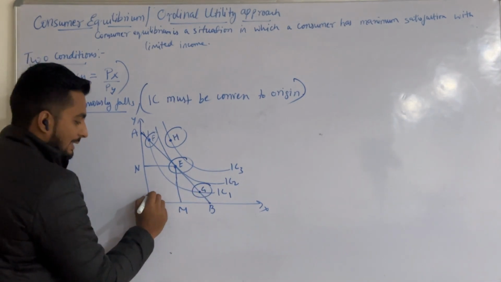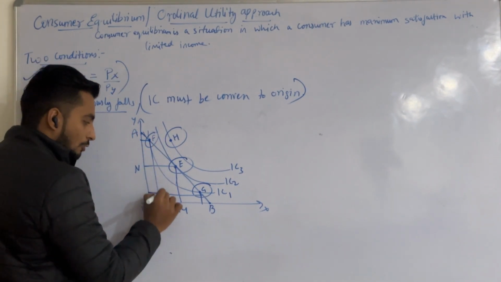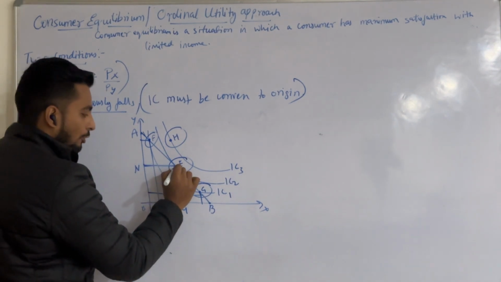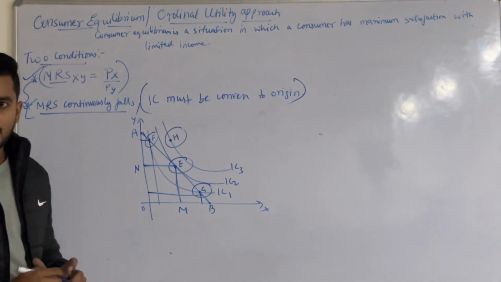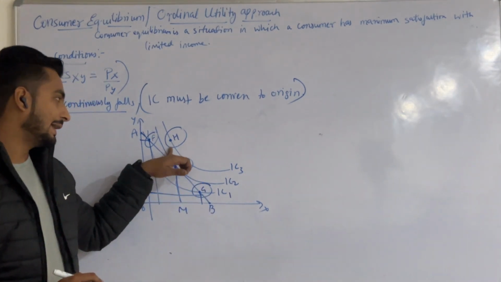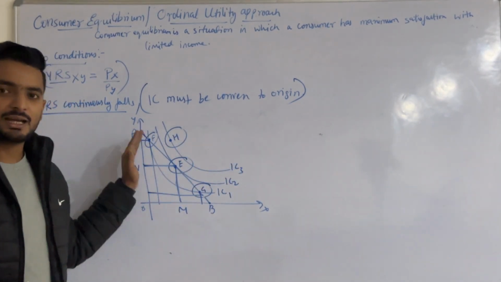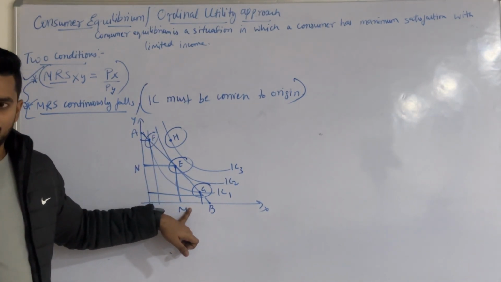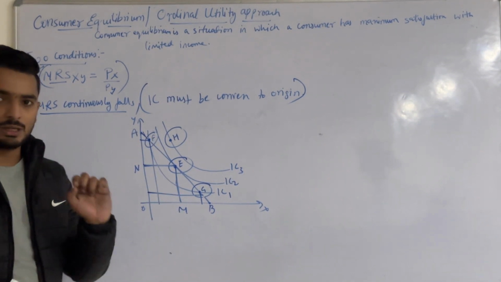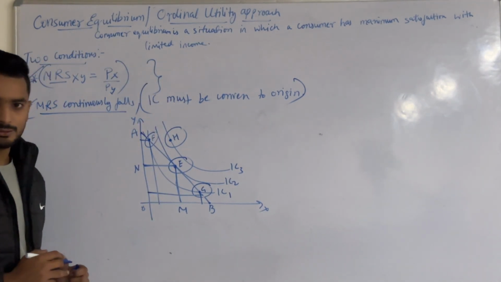In this case you can see that X is more than Y. In this case Y is more than X, but in this case both are equal. MRS XY must be equal to PX upon PY. He will not consume at H, F and G because H is out of his budget and G and F are on a lower indifference curve. So E will be the equilibrium point because both the conditions are satisfied. Understood?